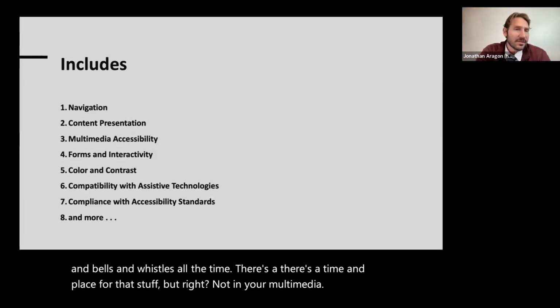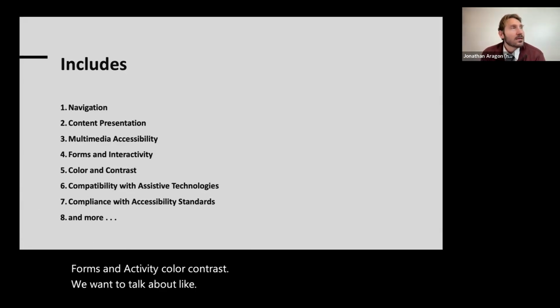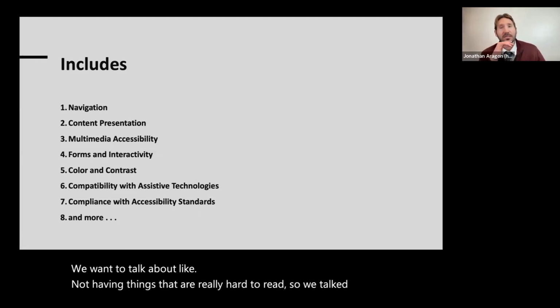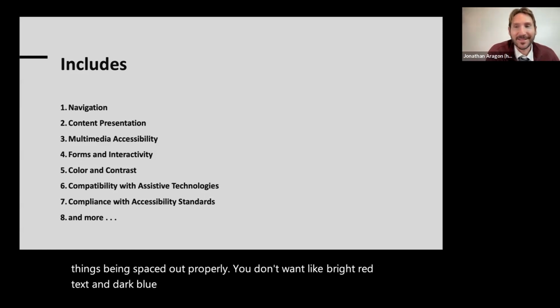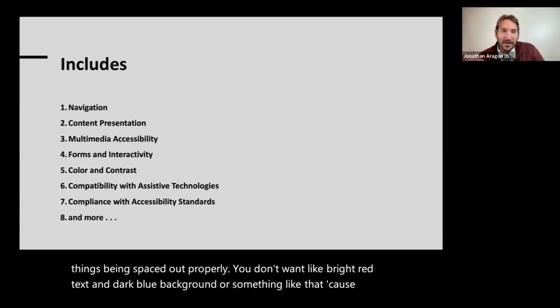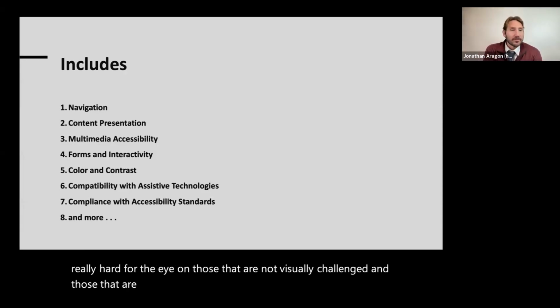Forms and activity, yeah, color contrast. We want to talk about not having things that are really hard to read. So we talked about things being spaced out properly. You don't want bright red text and a dark blue background or something like that, because that's really hard for the eye, on those that are not visually challenged and those that are. So it's better for everybody.